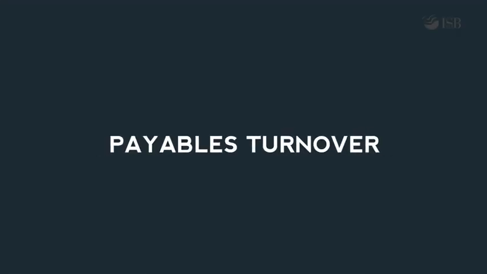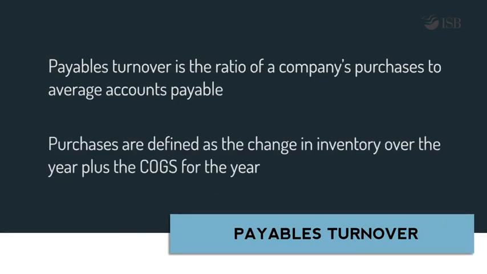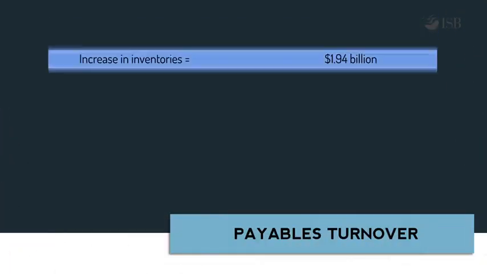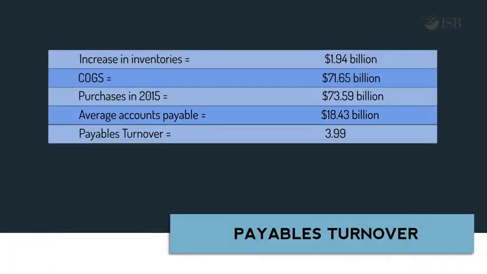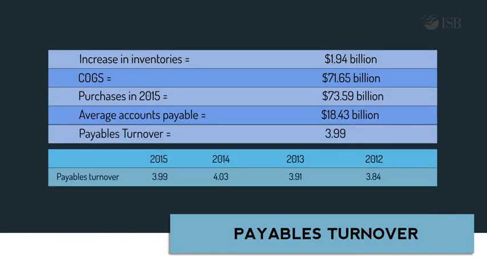Finally, we look at how quickly a company pays its suppliers. This is measured using payables turnover and days payables outstanding. Payables turnover is the ratio of a company's purchases to average accounts payable. Purchases are defined as the change in inventory over the year plus the cost of goods sold for the year. In 2015, Amazon's inventories increased by $1.94 billion and its COGS was $71.65 billion. Adding the two, Amazon's purchases in 2015 were $73.59 billion.